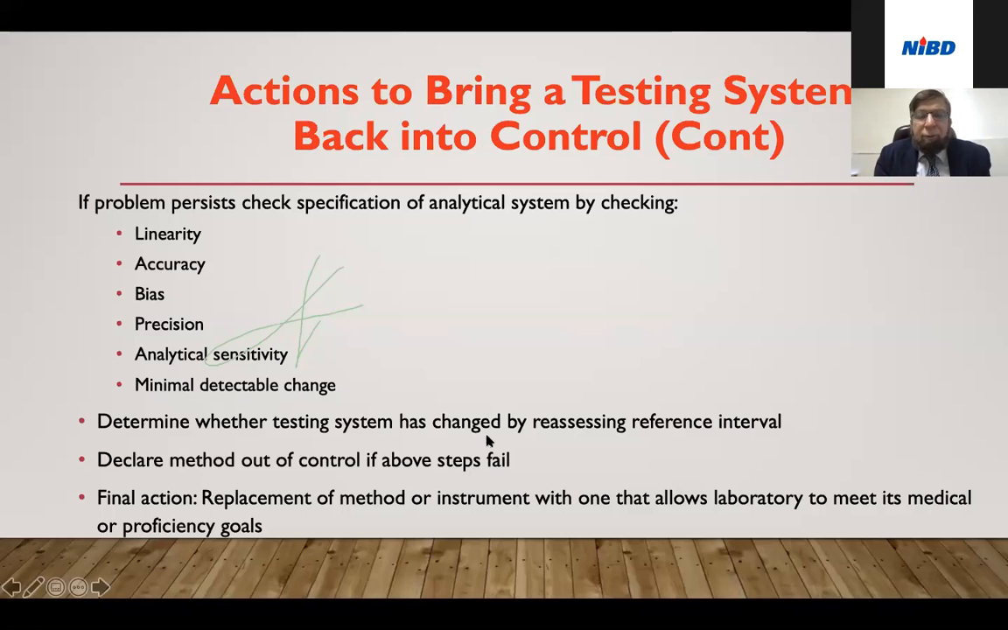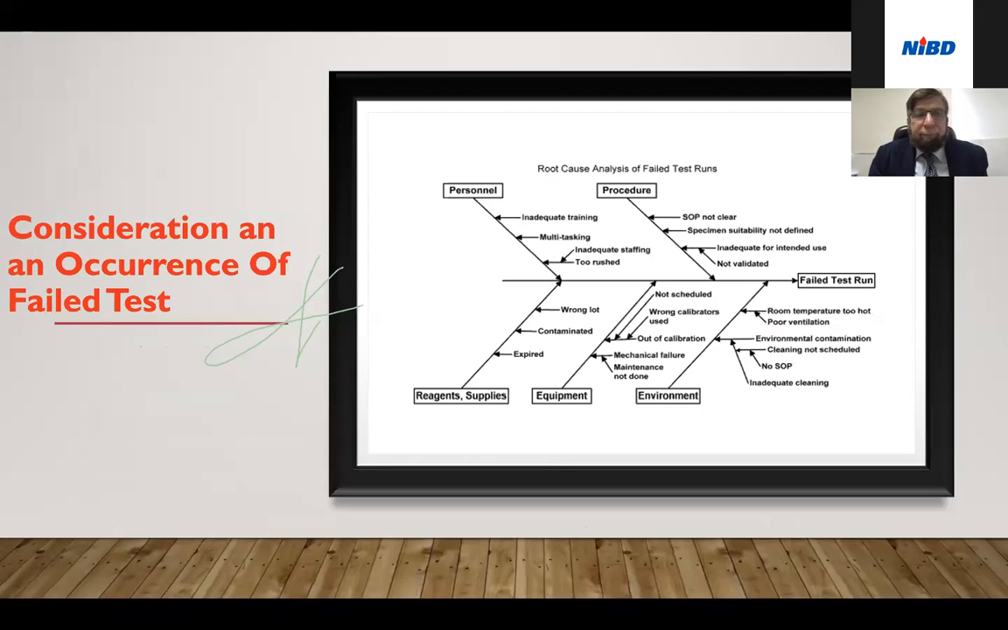If everything has failed and you couldn't find the solution, troubleshooting is not successful, the engineer has also raised his hand, then you should declare the method out of control, and you should do something else. Final action: replacement of the method or instrument with one that allows the laboratory to meet its medical or proficiency goal. Then you should think of switching your method to some other manufacturer or instruments.